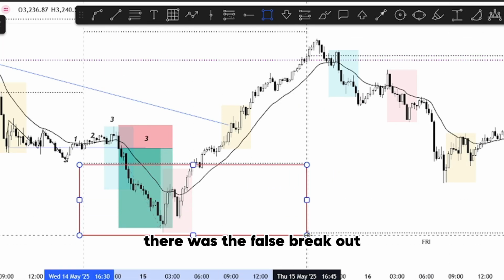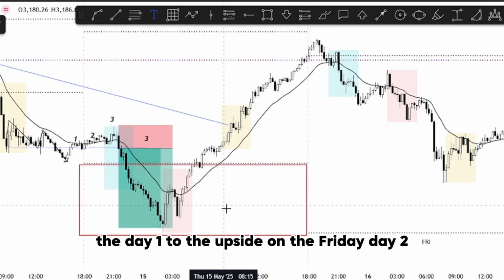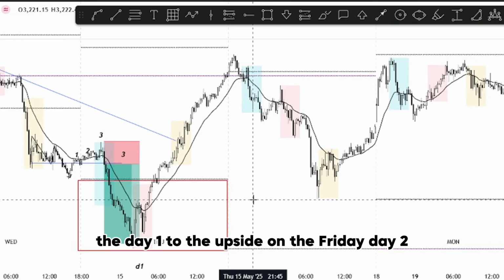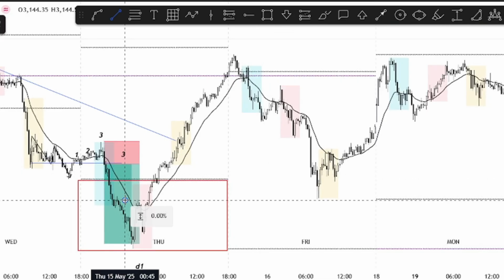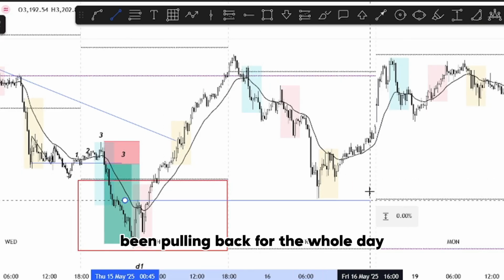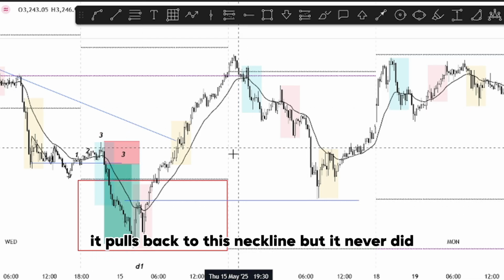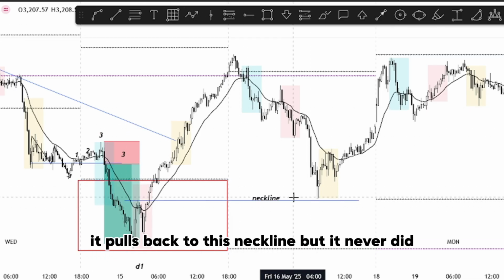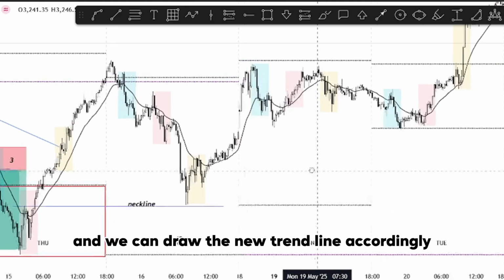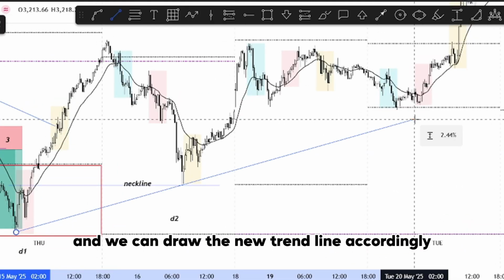There was the false breakout in the day 1 to the upside. And on the Friday, day 2, price had been pulling back for the whole day. We were waiting for it to pull back to this neckline, but it never did, so there was no trade. And we can draw the new trend line accordingly.